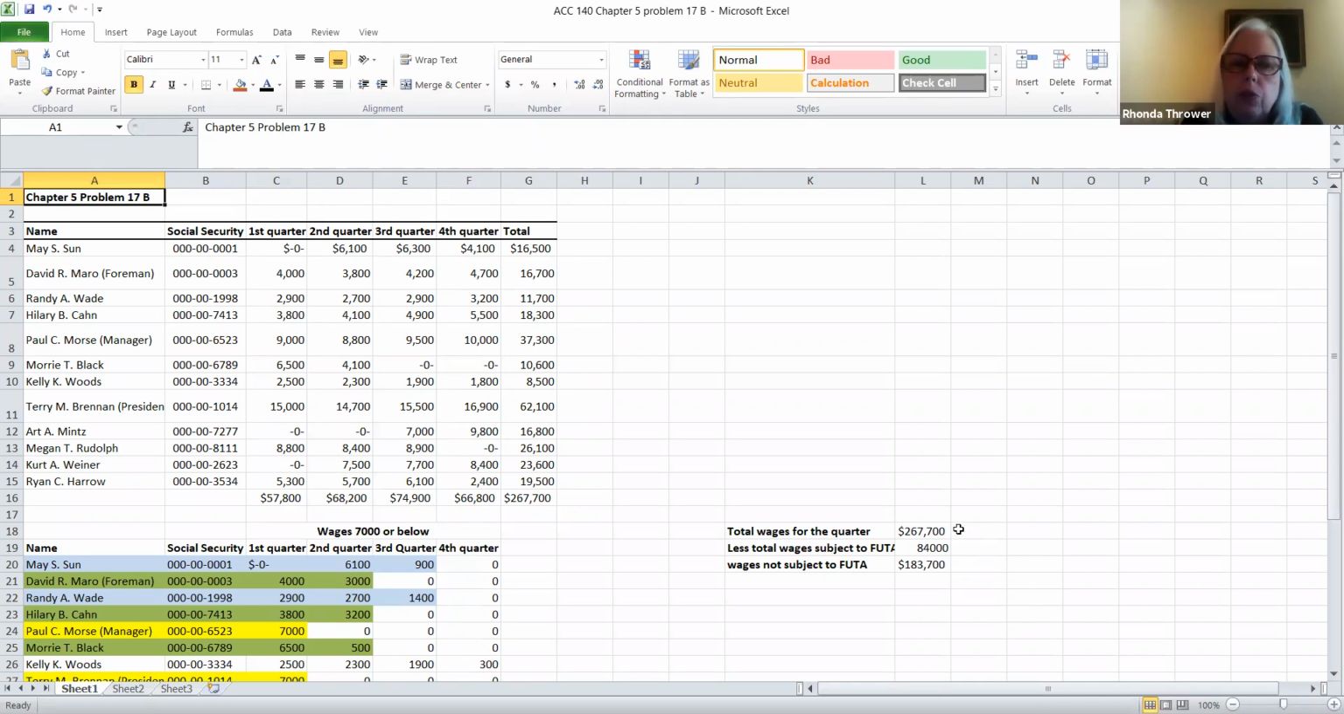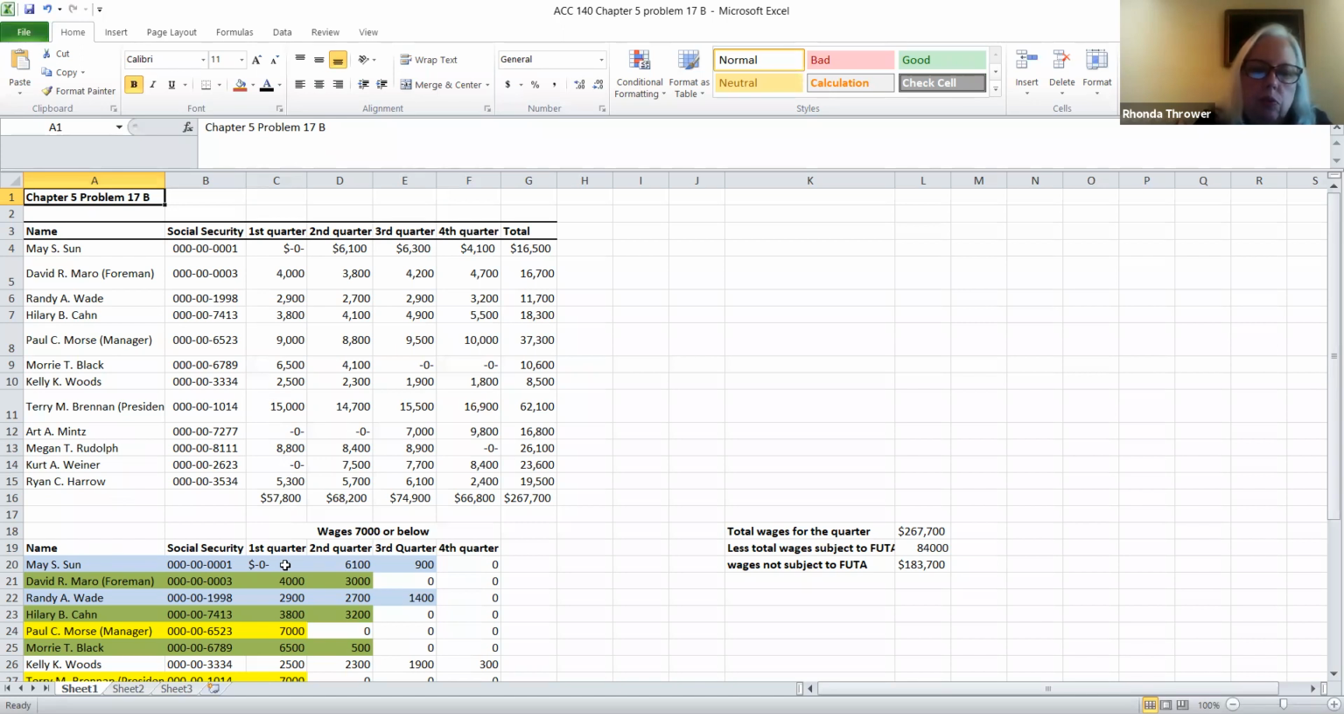Okay, you should be able to see the spreadsheet where I've copied the information from the problem. This was the given information here. And what I did is I made a little calculation that would figure out the amount of wages paid in each quarter for each person and how much of that was subject to the $7,000 base for FUTA. In other words, when we start with Mason, in the first quarter, she didn't get paid anything.